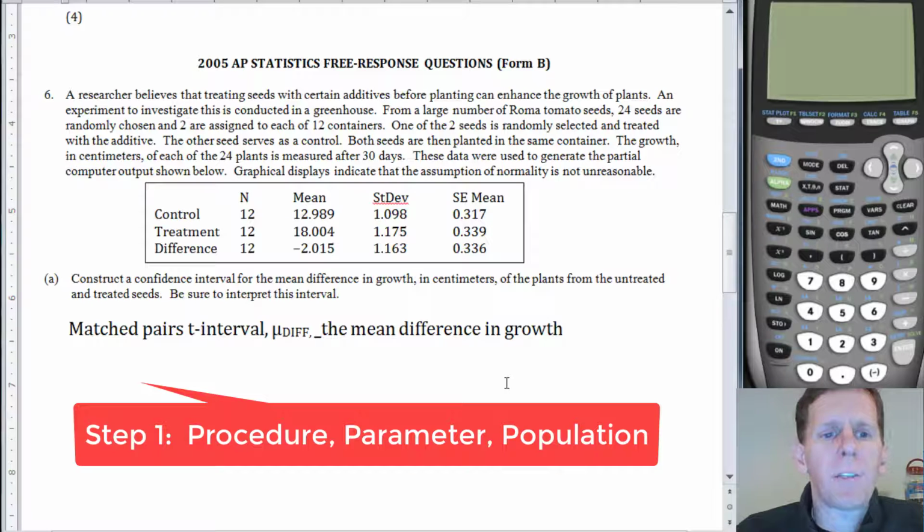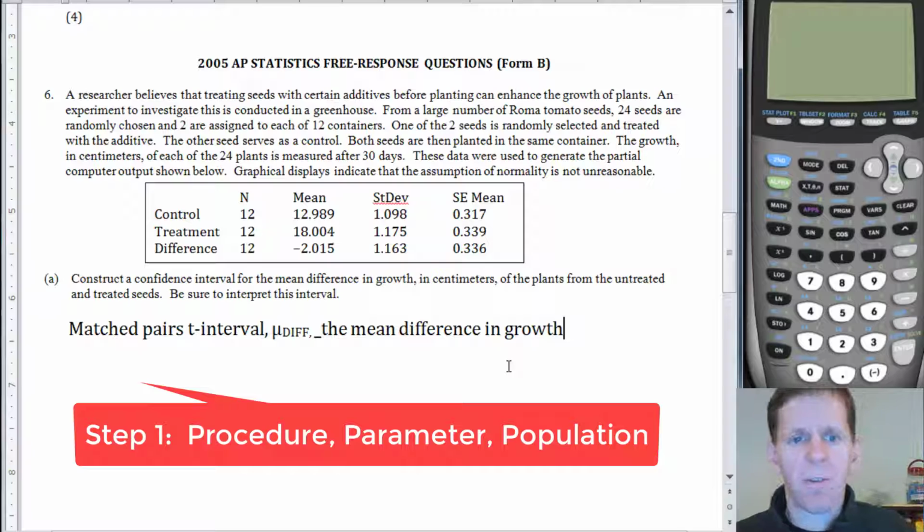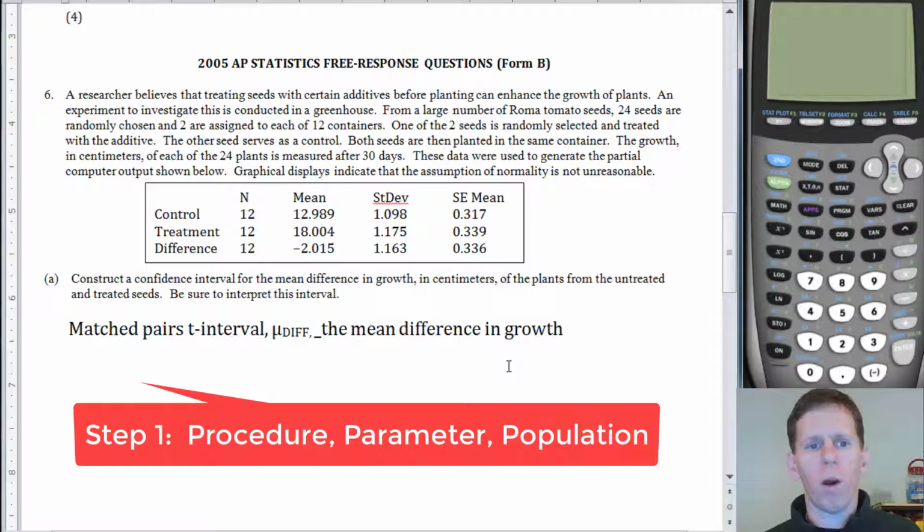And the third P stands for the population. Now in this problem, think of what n is. n in this problem is 12. There's 12 differences. So you've got to think we have 12 what? If you want to say something like 12 pairs of seeds, I think that's fine. If you want to talk about the idea that we're comparing the mean difference of growth in the plants from the 12 containers, that's fine. But think of 12 as your sample size. So we have 12 what? 12 sets of plants, 12 containers.